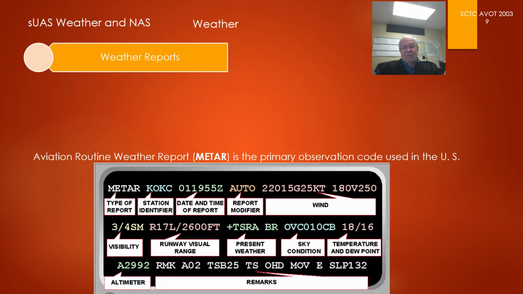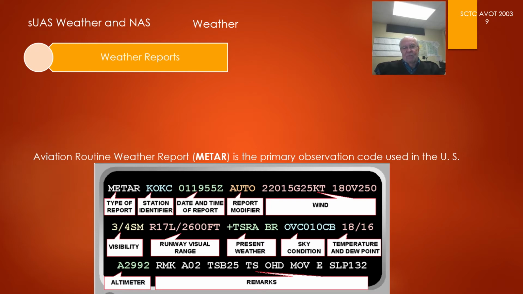Remember, statute miles is the visibility. They're telling you runway visual range. We haven't really got into that. That's really not an issue on the written test for small unmanned aircraft. But there it is. Then we have the present weather. What's it like? The plus means a lot, or even up to extreme.